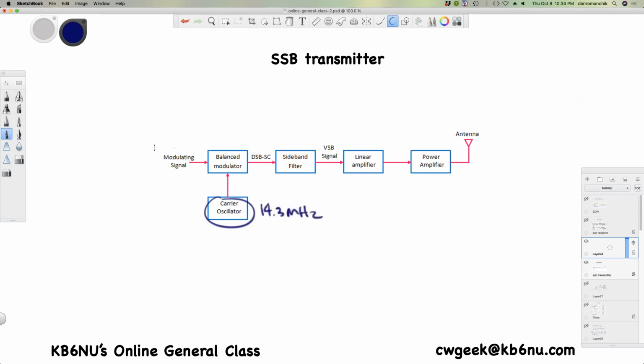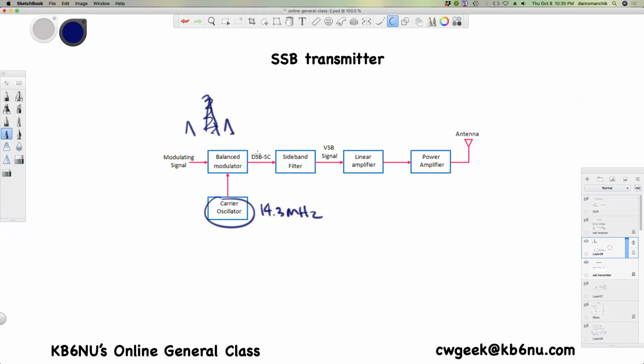Here's your audio signal from the microphone. It goes into a balanced modulator. If you recall, normal AM, you get the carrier plus two sidebands. Well, what the balanced modulator does is produce the two sidebands, but not the carrier. And I could describe how that works, but all you need to know is the balanced modulator just produces the two sideband signals.